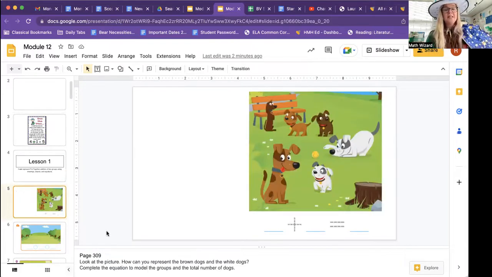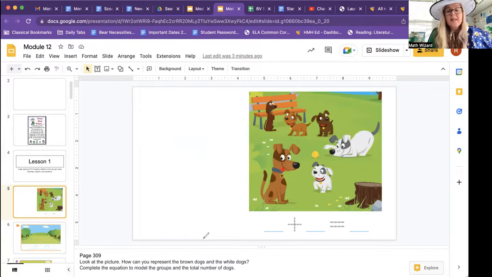All right, let's look here. You're on page 309 for this. That's supposed to be a 9. Let's try that again, Math Wizard. Here we go. Is that better? Does that look like a better 9? 309. All right.